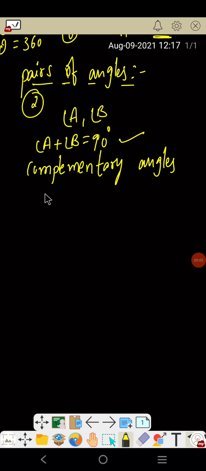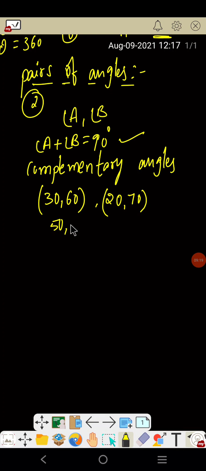Example, 30 comma 60. What is 30 plus 60? 90. Similarly 20 comma 70 are also complementary angles. What is the complementary angle of 50 degrees? 40 degrees, because 50 plus 40 is 90. So like this we can define complementary angles. Complementary means the sum of any two angles is equal to 90 degrees.